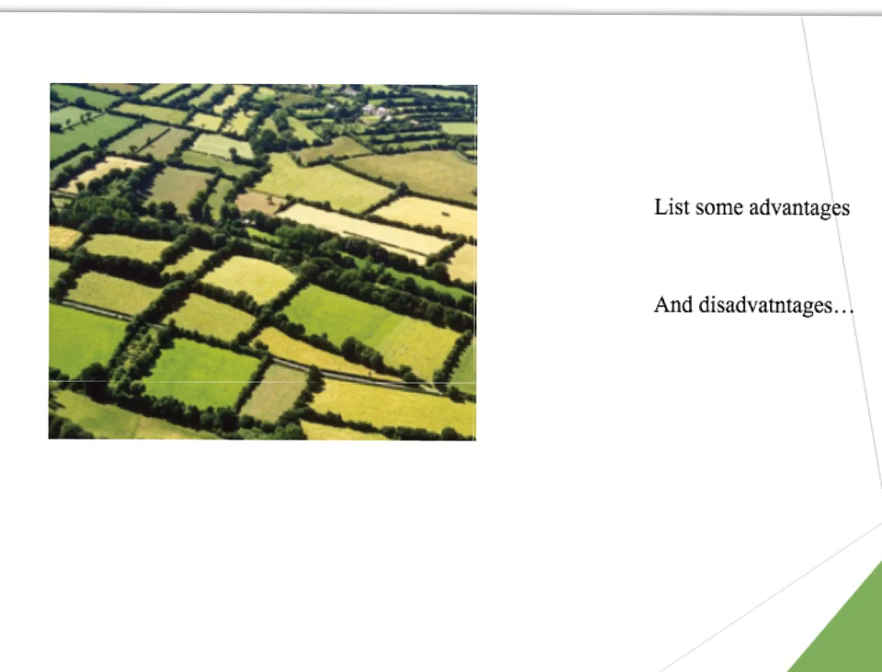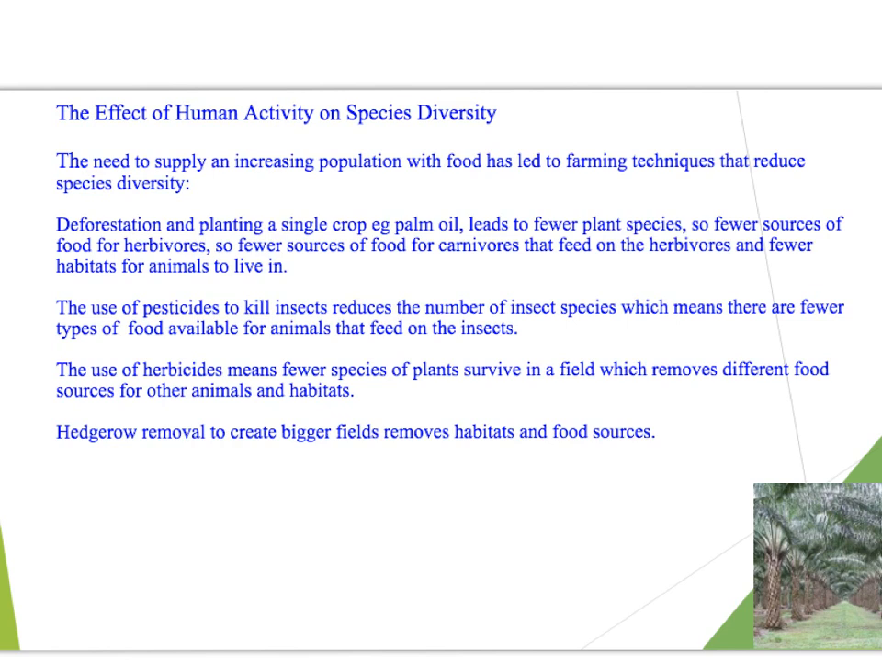possible disadvantage to a farmer might be the cost of installing the hedges, the initial cost, the initial outlay. It might also make it more difficult and time consuming to harvest all of the field. You might have to turn the tractor around more often, for example. There are many others, I'm sure you can think of more. And here are some other examples that have come up in questions or are important for you to be aware about or think about. The effect of human activity on species diversity.